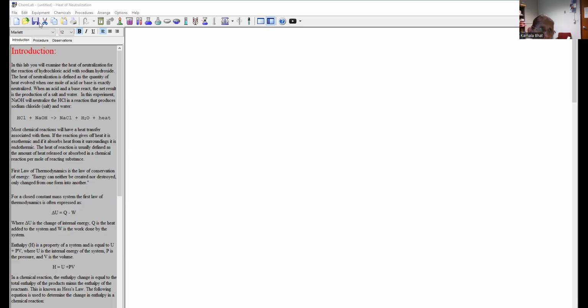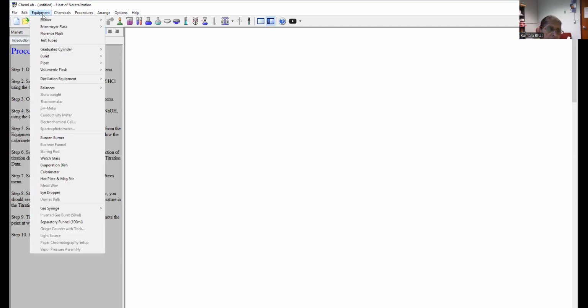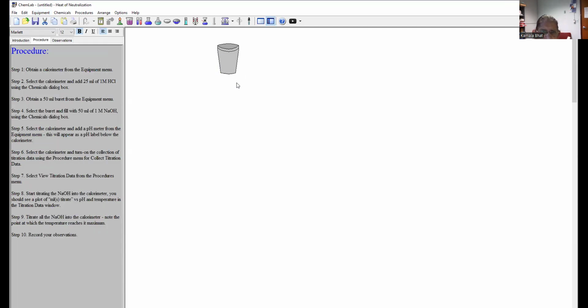After this, I'm just going to show a brief demo for the procedure. Read the procedure by yourself, but here is a demo of it. So first I'm going to locate a calorimeter. So there you have the calorimeter.